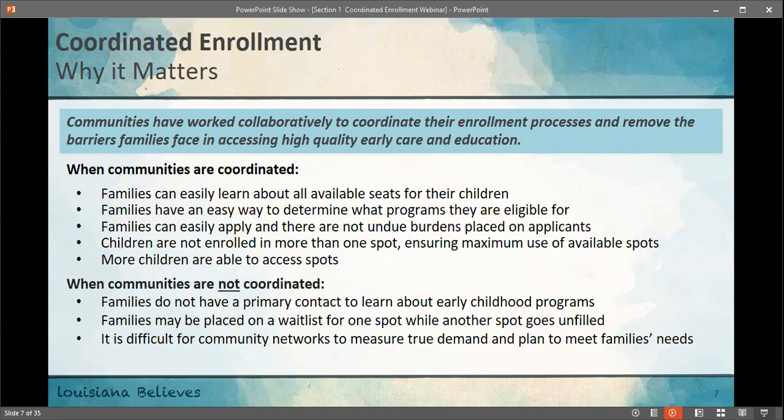When communities are not coordinated, families may not have a primary contact. Families may be placed on a wait list for one seat while another seat goes unfilled, and it may be difficult for community networks to measure true demand and actually plan according to that demand.